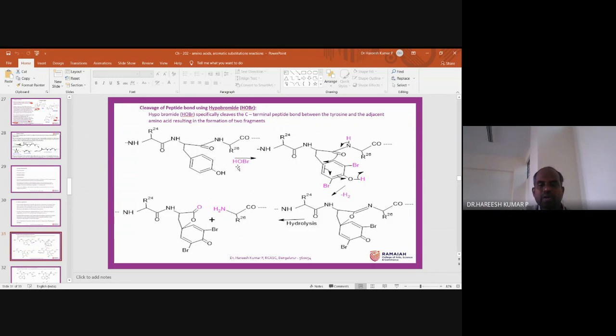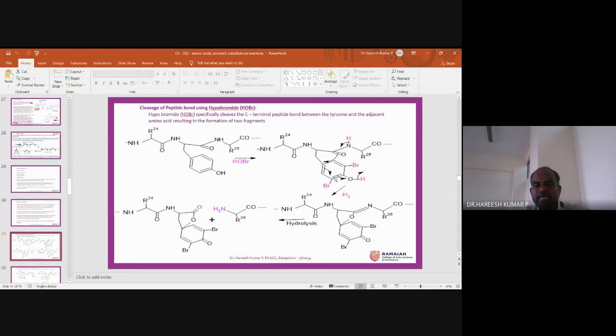So 2 molecules of HOBr give rise to 2 molecules of water going out. There will be a bromine here, there will be a bromine here. So in the first step, there is a formation of a dibromo compound. It's an electrophilic substitution reaction. This ortho position of the hydroxy group is brominated. This is also ortho. It's brominated.